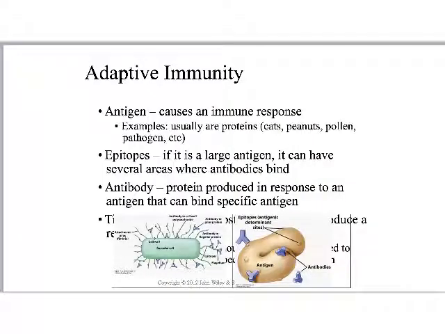Okay, so now adaptive immunity. Shoot, it doesn't look right. Sorry, guys.